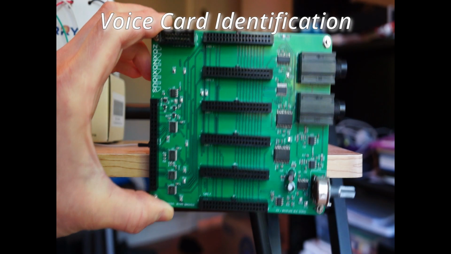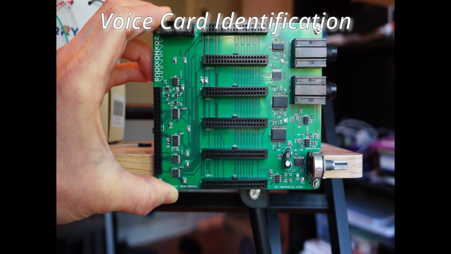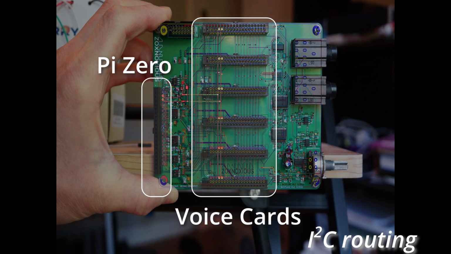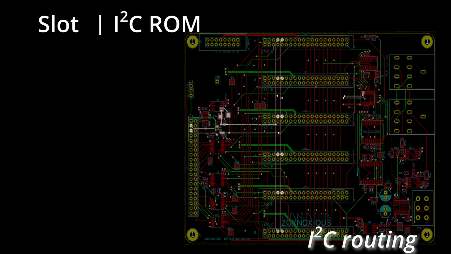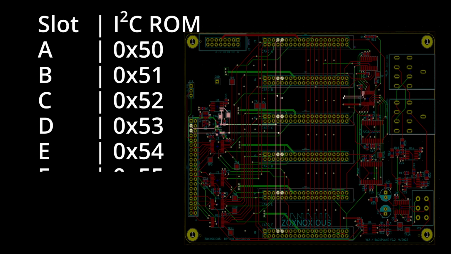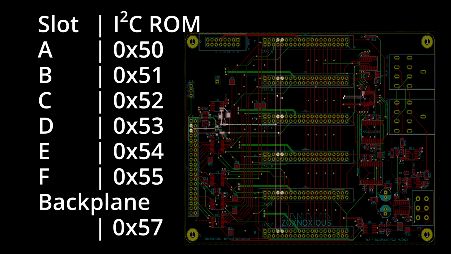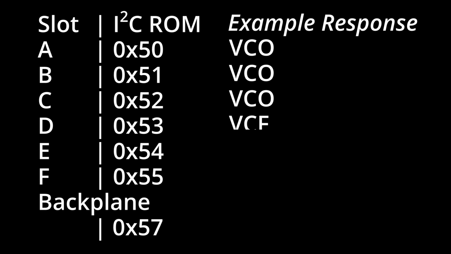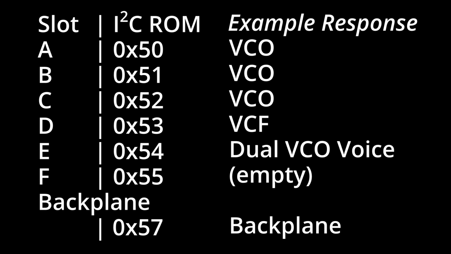Voice card identification is a significant one. At system startup, the Zoxnoxious synth queries known I2C addresses, checking to see if a voice card is installed. Each voice card has an I2C ROM listening at these addresses. If a voice card is installed in a slot, the voice card's I2C ROM chip returns the ID of the voice card. This gives the synthesizer a complete view of which voice cards are present and what slots they're in, and also what slots are vacant.